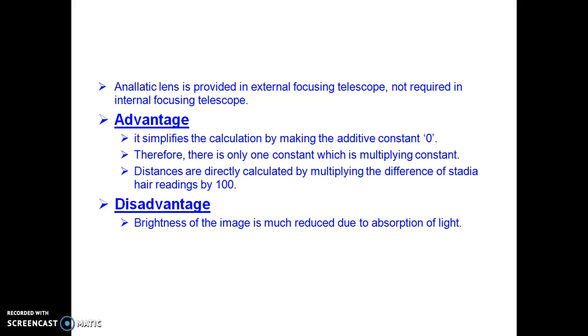The advantage of making such a condition is that it simplifies the calculation by making the additive constant zero. Therefore, there is only one constant, which is the multiplying constant. Some books refer to it as K, some as C. The distances are directly calculated by multiplying the difference of stadia hairs by 100. But the only disadvantage is that the brightness of the image is much reduced due to absorption of light. And there may be an impact of long distance, so the result may be less accurate.